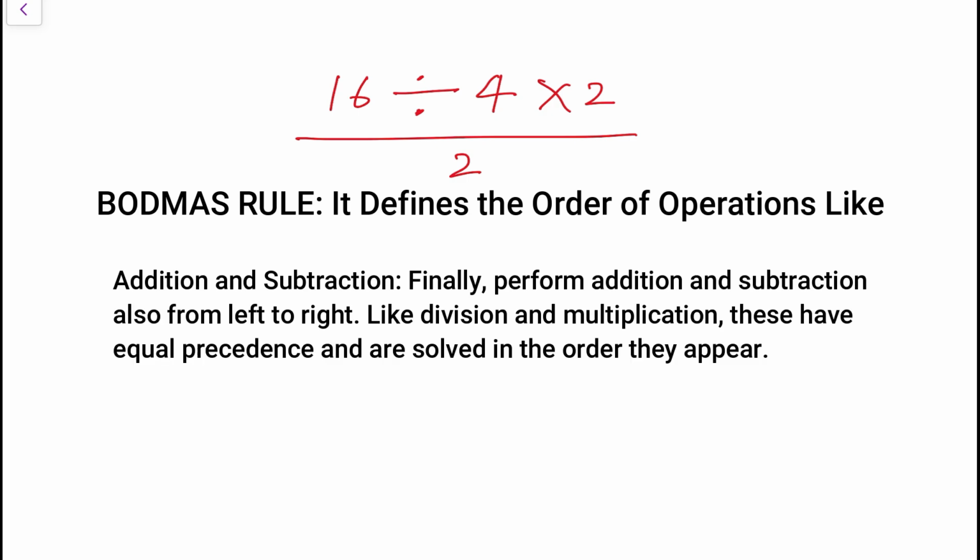Last one is addition and subtraction. So finally, perform addition and subtraction also from left to right, like division and multiplication. These have equal precedence and are solved in the order they appear.